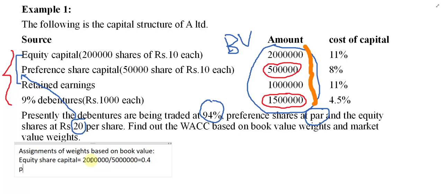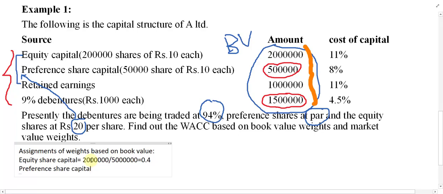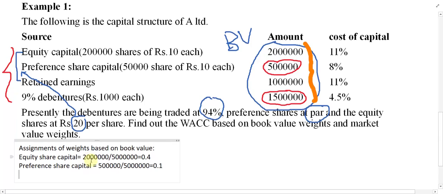Next one after this is preference share. Preference share capital is equal to 5 lakh divided by 5 million, which is equal to 10%. This 40% means out of the total capital, 40% is provided by equity. Out of the total capital, in this case, 10% is provided by preference.